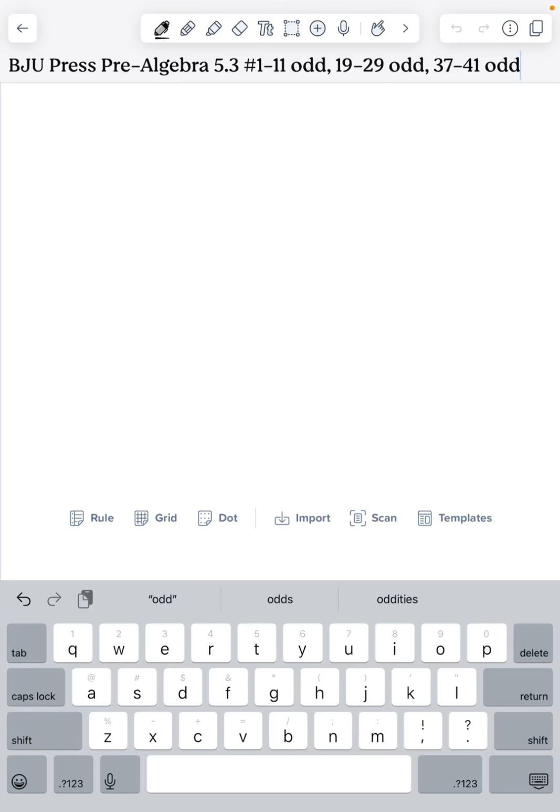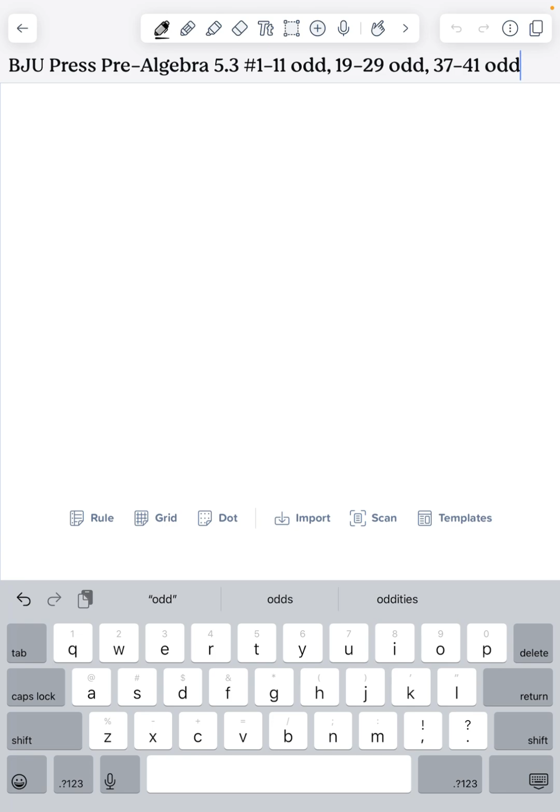Hi everybody. Today we're doing some math from BJU Press Pre-Algebra section 5.3. It's titled Quotients and Roots. You can see listed at the top the numbers that we'll be doing today, numbers 1 through 11 odd, 19 to 29 odd, and 37 to 41 odd. All right, numbers 1 through 11.